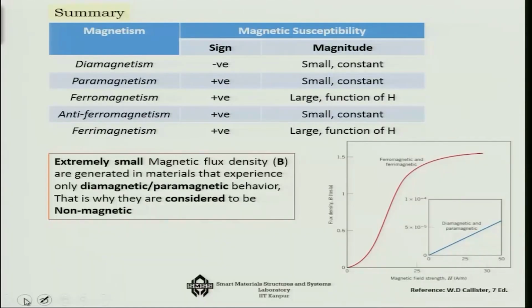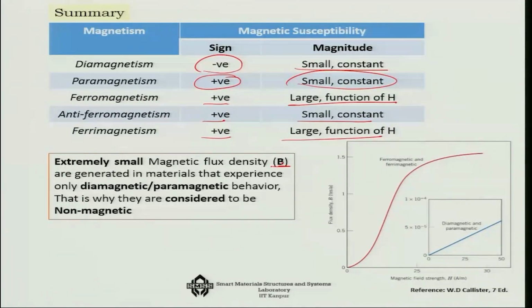Now, let us summarize the whole thing. Diamagnetism: the sign is negative susceptibility, magnitude is small and constant. Paramagnetism: positive susceptibility, small and constant. Ferromagnetism: positive, large, a function of H. Antiferromagnetism: positive but small and constant. And ferrimagnetism: positive, large, a function of H. Extremely small magnetic flux densities B are generated in materials that experience only diamagnetic and paramagnetic behavior. That is why they are considered to be non-magnetic.